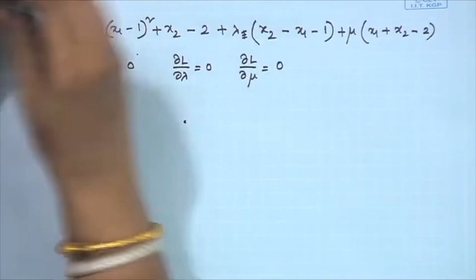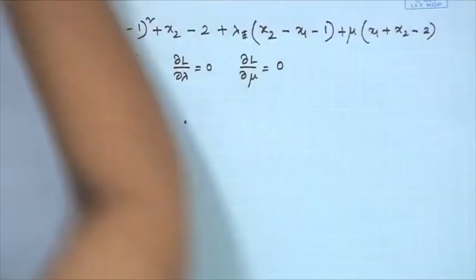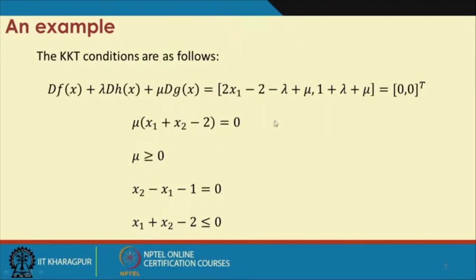If we consider all of these together, then we get this set of conditions, 2x1 etc. Now, this is the complementary slackness condition. Since we have a minimization type of problem where the inequality type is less than or equal to, the KKT condition would be mu less than or equal to 0.